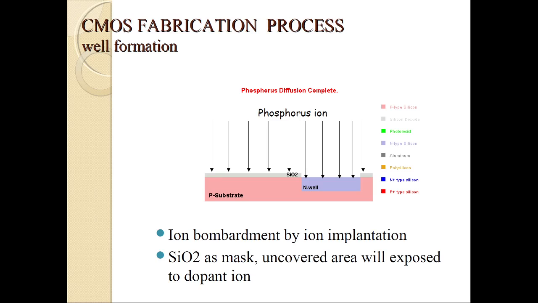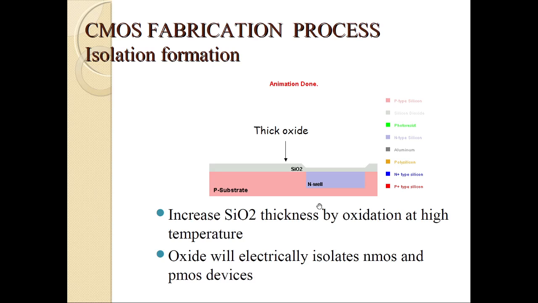Now I will bombard this with phosphorus ions. Phosphorus ions in a P type substrate: phosphorus is an N type material. So this portion will form an N well. This is a coating of SiO2, which is non-conducting, so it will not form any well. This portion is open, so the N well is formed.